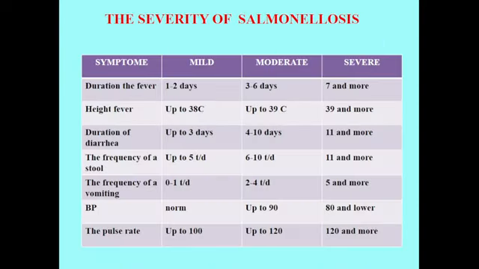Severity of salmonellosis is a bit different to severity of cholera because it adds pain in the abdomen with abdominal cramps plus temperature, which is absent in cholera. Duration of fever in mild form is 1 to 2 days, in moderate form 3 to 6 days, in severe form more than a week. High fever in mild form up to 38, so it may be 37.2, for example. Moderate up to 39, and severe 39 and more. It may be 40, it may be even 41.